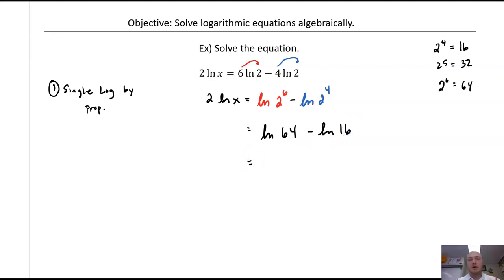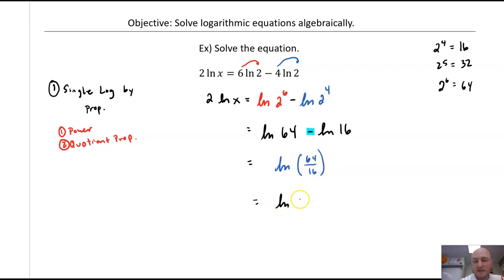And now I'm going to go ahead and use the quotient property. I guess I should write these down. Maybe they're generally the same order. So you have your power property, and then secondly, we're going to use the quotient property. We did this first, we're doing this second. So I'm going to condense these into a single logarithm. So we have the natural log of 64 over 16. Okay? And I'll divide those, which gives us 4.